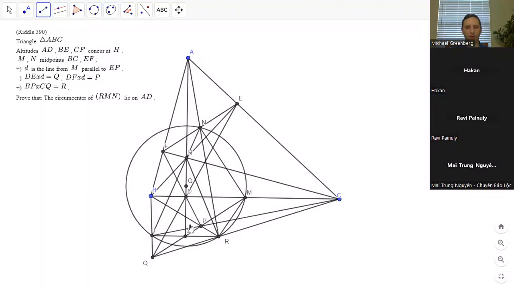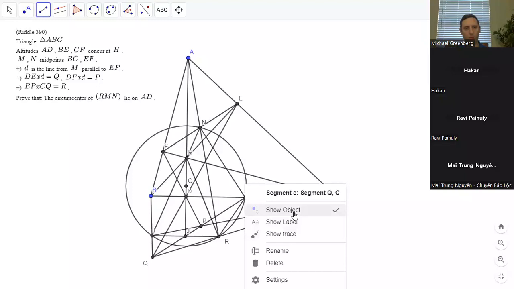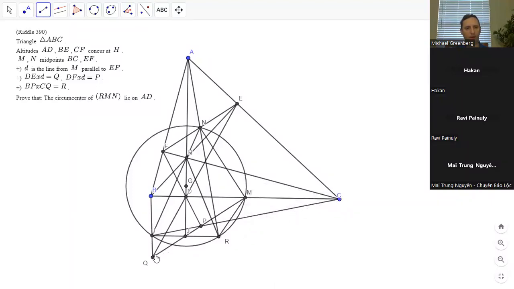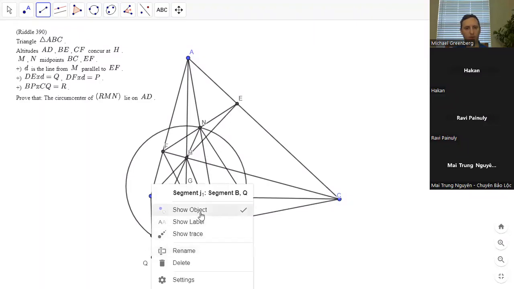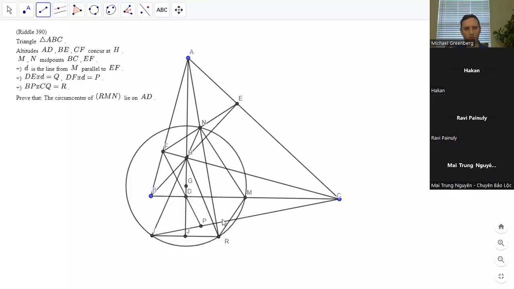So basically what I'm saying, we could hide BP, we could hide CQ, we could hide D. Yeah, we could hide a lot of things. And we could try to work backwards. So we could start with point R, and then from there figure out everything else.